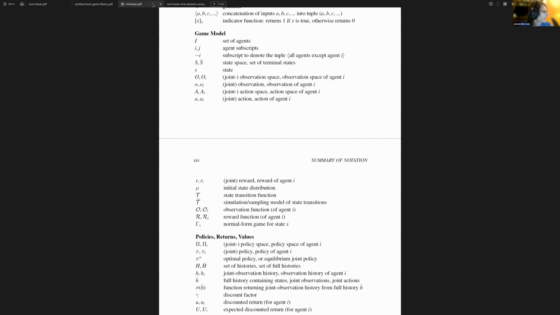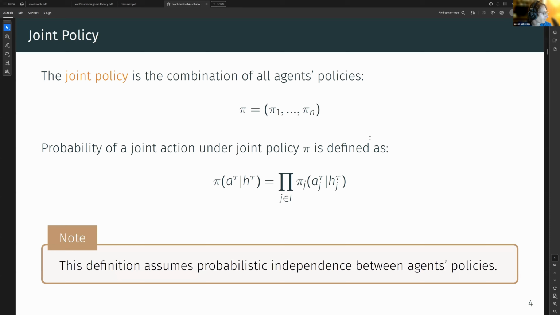So here, let's go back to here. So now instead of a single policy, we have the idea of a joint policy, where the joint policy is just a set of policies for all of the n agents. And then we can look at the probability of a joint action, which is just the product of all of these policies. Here, H, I believe.